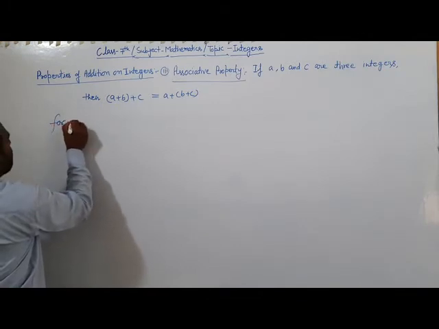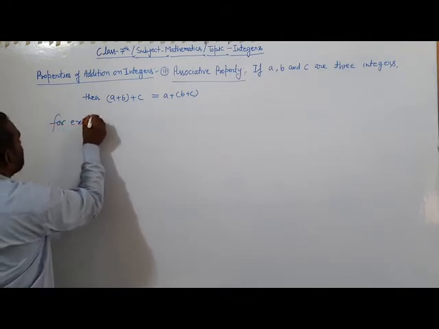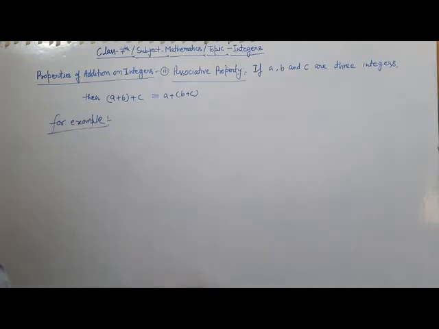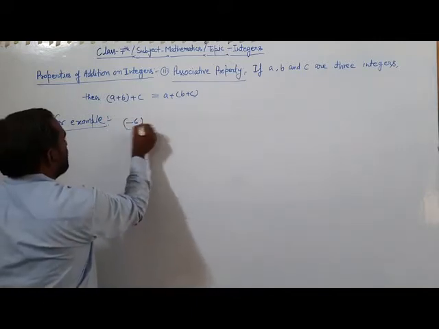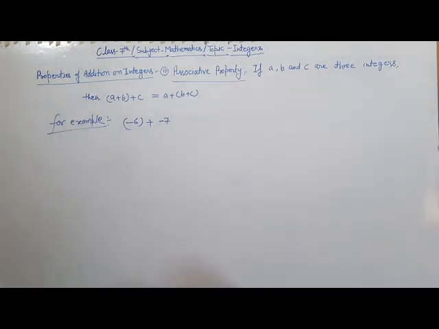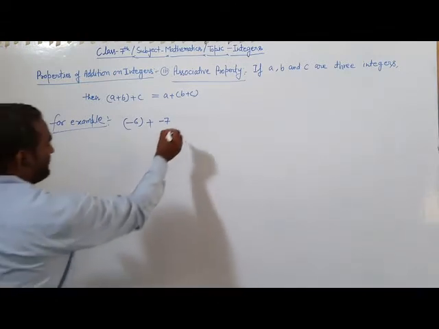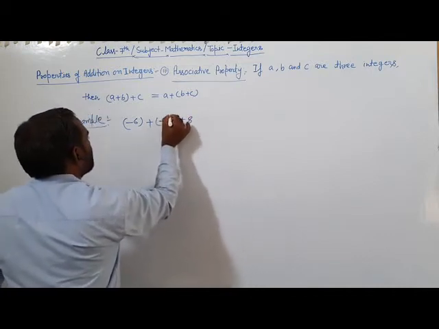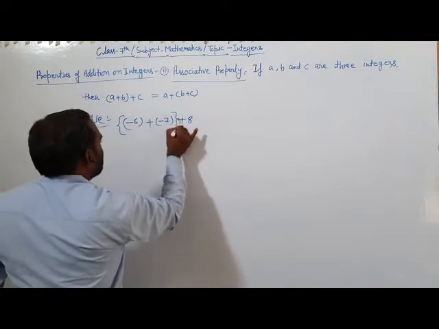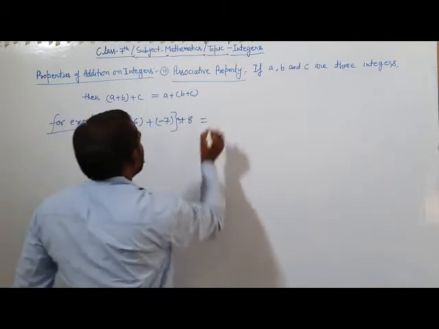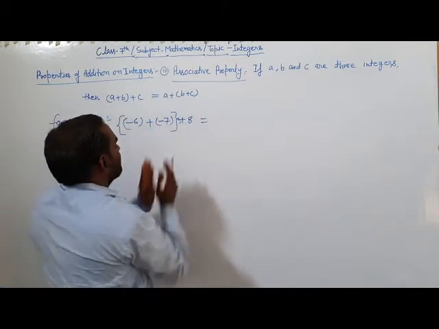We take some examples. For example, -6 plus -7 plus 8. Here we group the first and second integers, equal to, now we have to group the second and third integers.